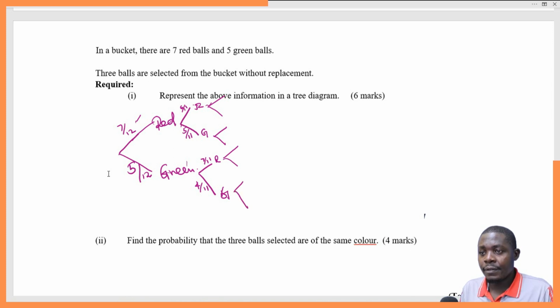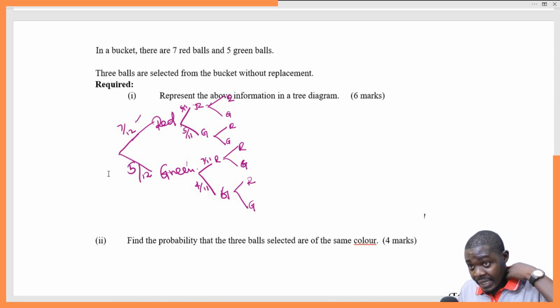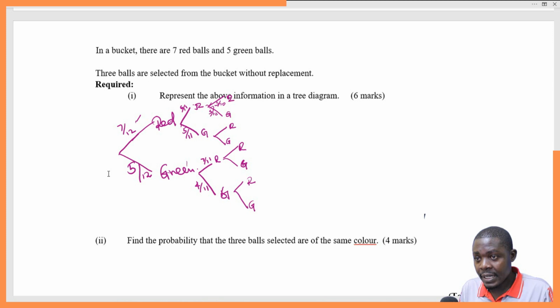Here we have red, green, red, green, red, green, red, and then also we have green. We select the red ball. Now the probability of the red balls remaining is going to be 5 over 10. This one will technically remain where it is, 5 over 10.